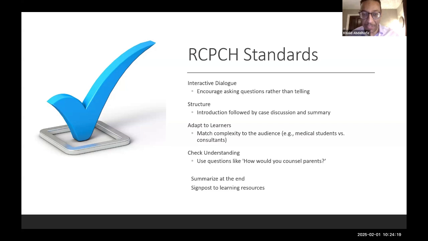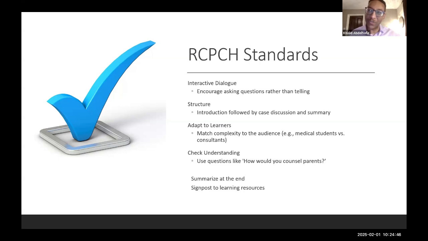Second thing is to be structured, so at least to know what you're talking about at the beginning, like an introduction. Give a quick case discussion, right? And when I say case discussion, the expectation from you is to teach something that they will not find just by Google search, right? Or by looking in a book.